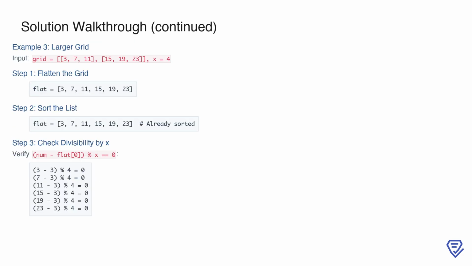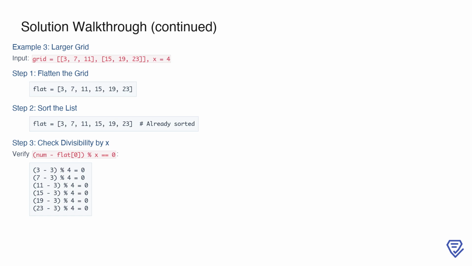In this larger grid example, the input is 3, 7, 11, 15, 19, 23, and x is 4. The first step is to flatten the grid, which combines all rows into a single list. This gives us 3, 7, 11, 15, 19, 23. Next, we sort the flattened list, and in this case, it's already sorted as 3, 7, 11, 15, 19, 23. Then, we check whether the divisibility condition is satisfied for each number in the list.